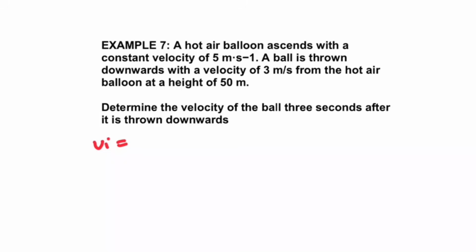The balloon is going up. So if we take up as positive, then the velocity of the balloon will be 5 plus the velocity at which it is projected. It is projected at 3 meters per second downwards. So if up is positive, down will be negative. So we have 5 plus minus 3, which will give us 2 meters per second. So this is actually the initial velocity of the ball.